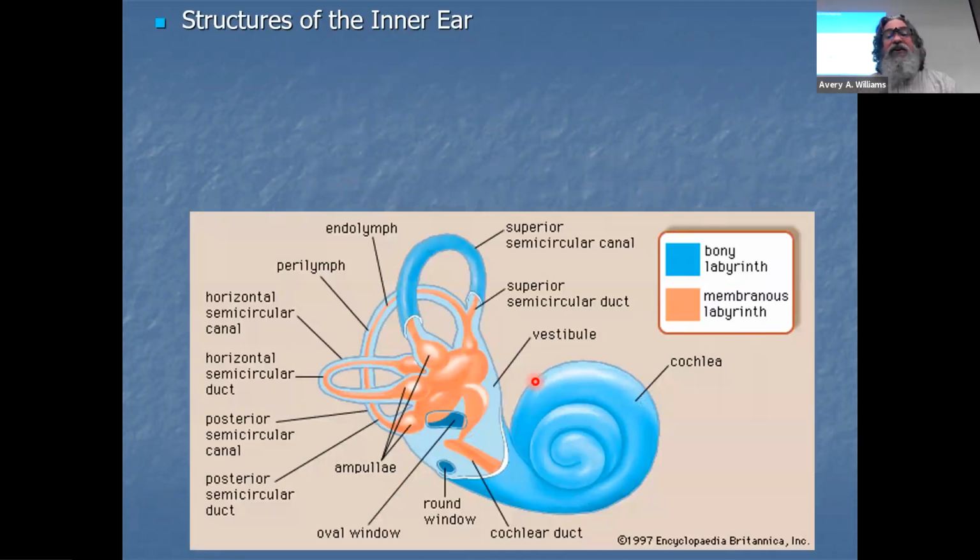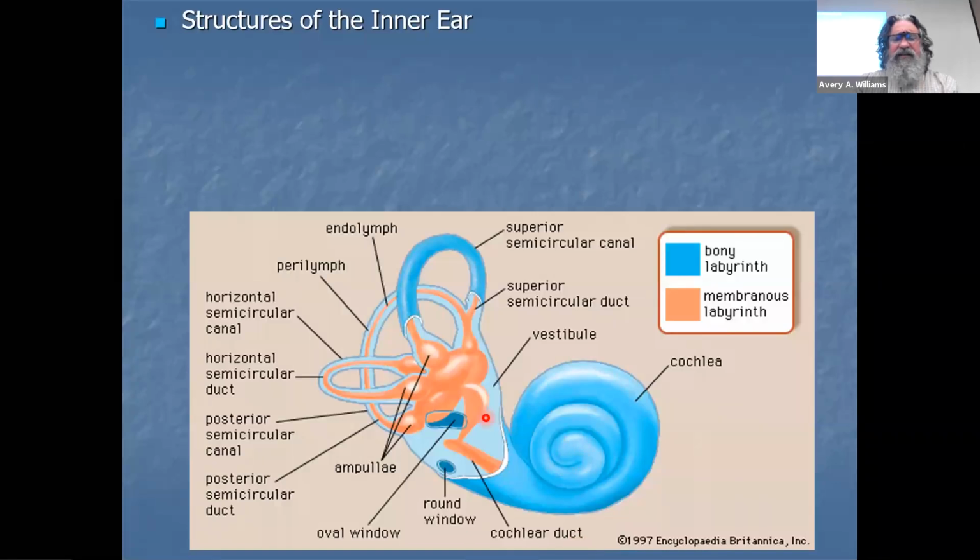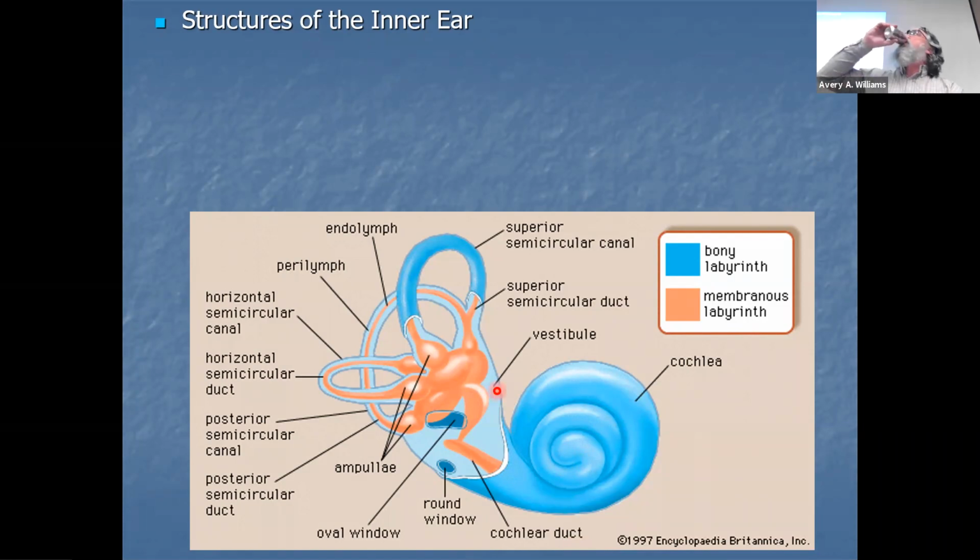Now, structures of the inner ear. You see this blue thing, and you have it like in lab, or I'm going to show you pictures of this thing in my online lab. And I'll tell you this again, you don't really have one of these things in your head like this. You say, what? Why are we studying this? Well, what you have in your head, remember the petrous portion of the temporal bone? That's where your inner ear is located, okay?